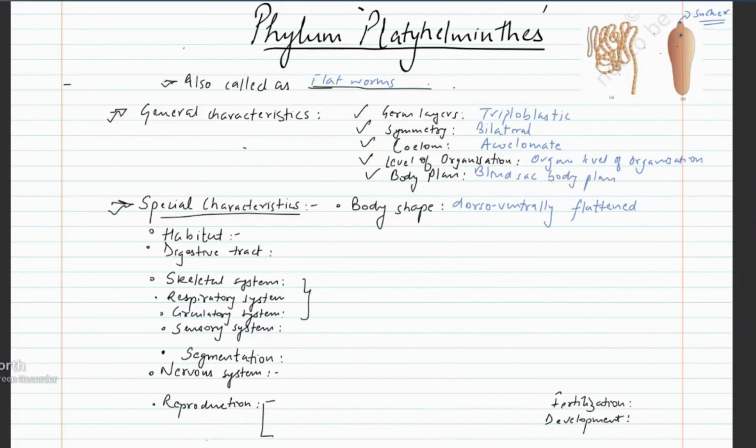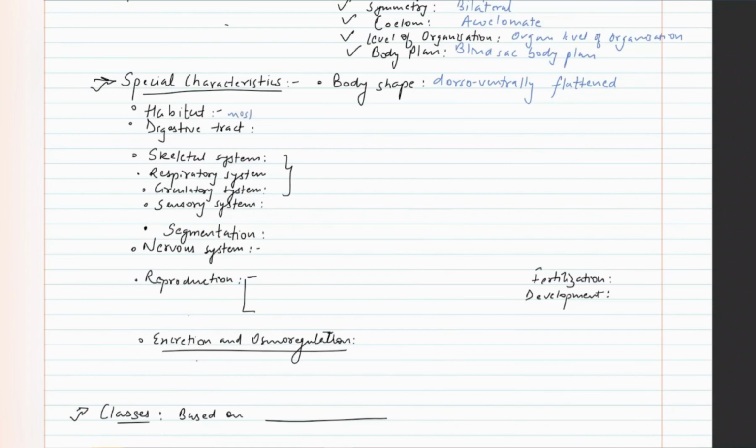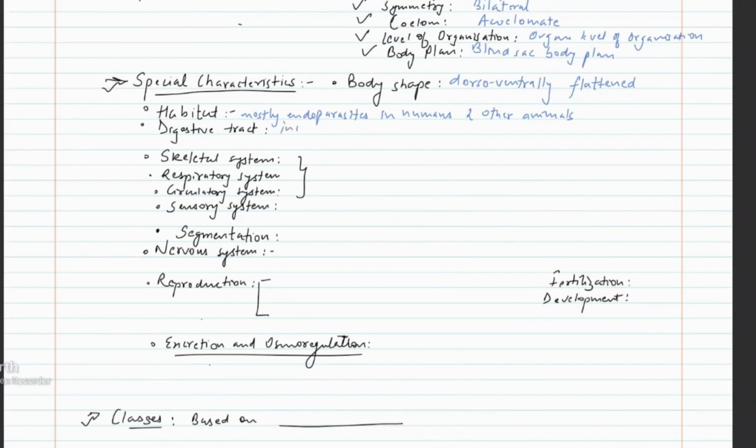Talking about their habitat, platyhelminths are mostly endoparasites in humans and other animals. What do we mean by a parasite? A parasite is an organism that derives its nutrition from another organism, which is known as a host. So these are mostly found as endoparasites, which means that they are present inside the body and they acquire their nutrition from a host. Digestive tract is incomplete, that is, there is only one opening which acts as both mouth and anus.